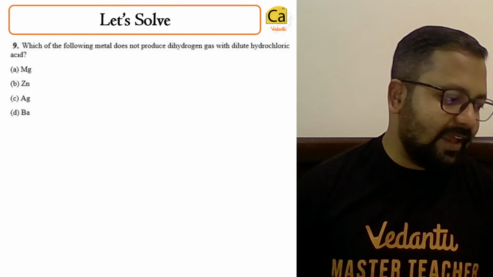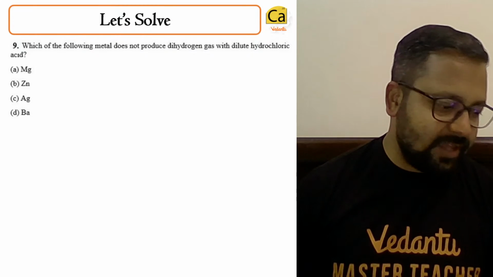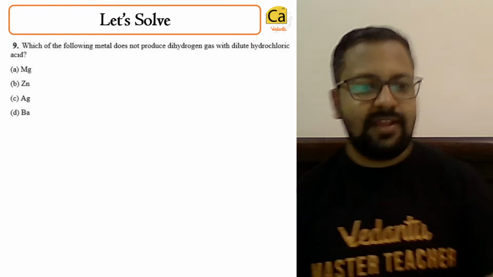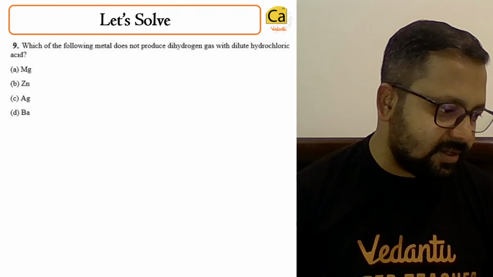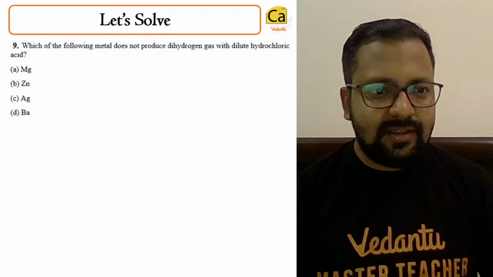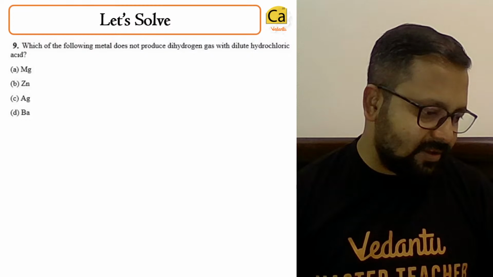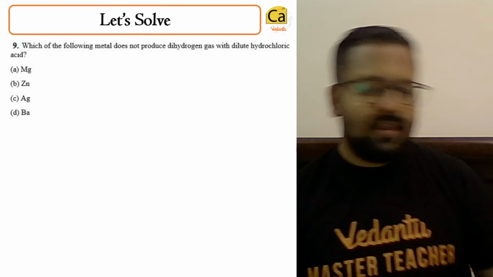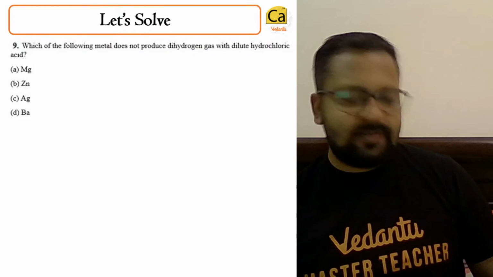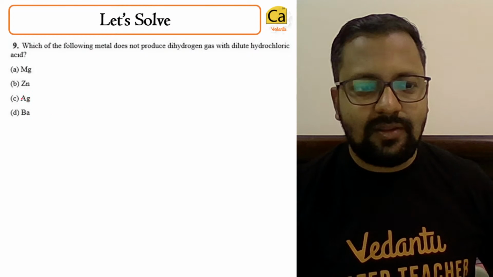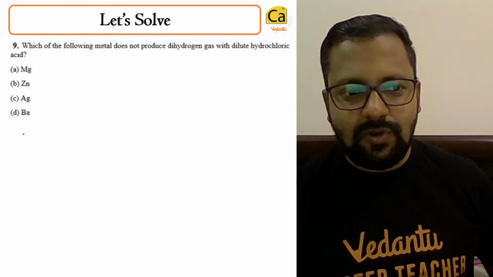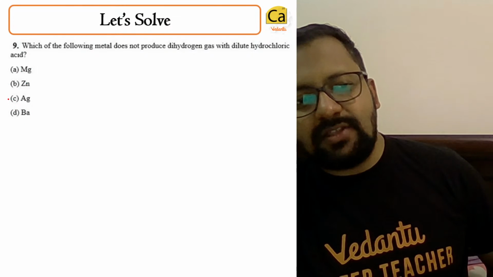Dihydrogen gas with hydrochloric acid. The right answer has been given by, I guess, Heth Patel. Heth Patel has given the right answer. He is the quickest among all of you. The right answer is silver.